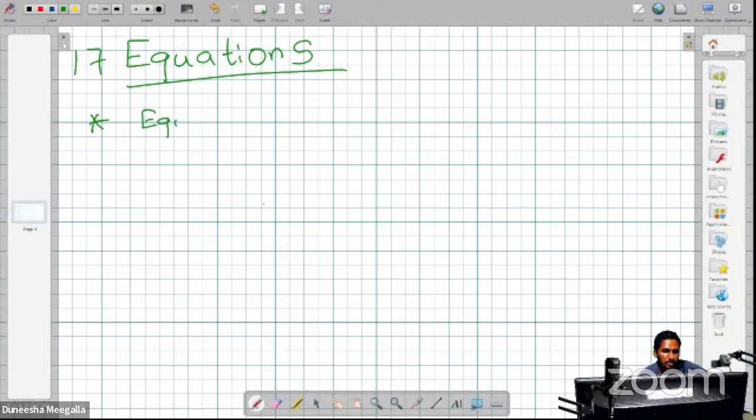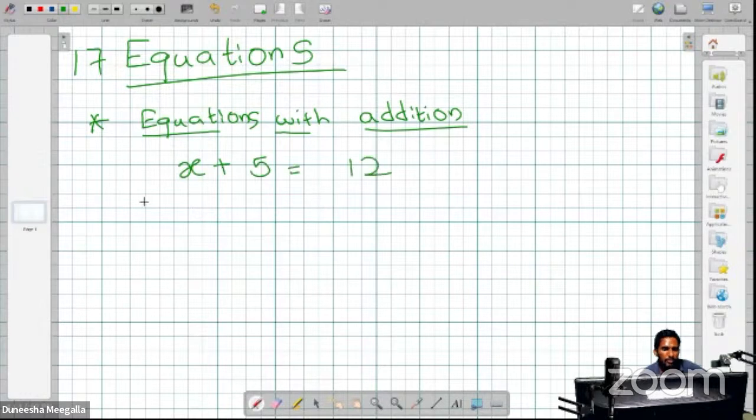Equation with addition. Equation with addition. x plus 5 equal to 12. How do we solve this?